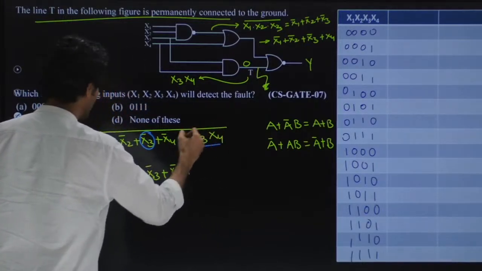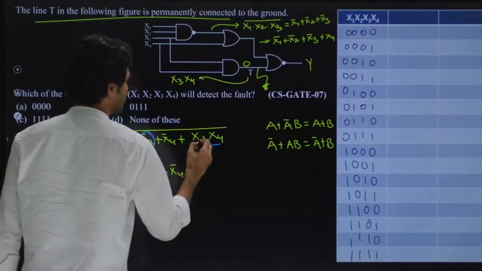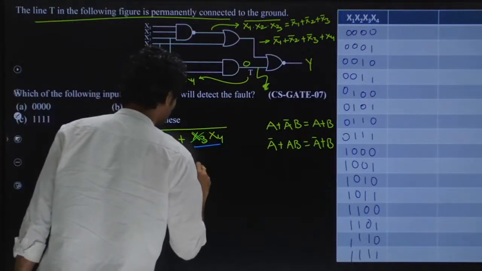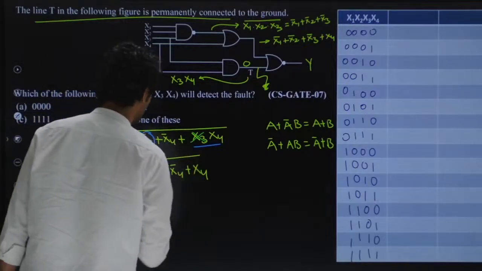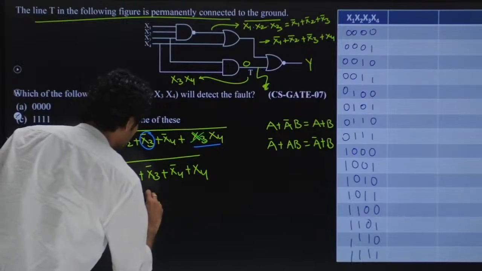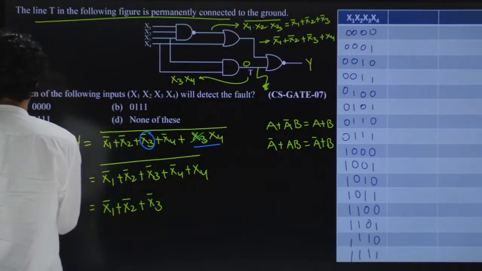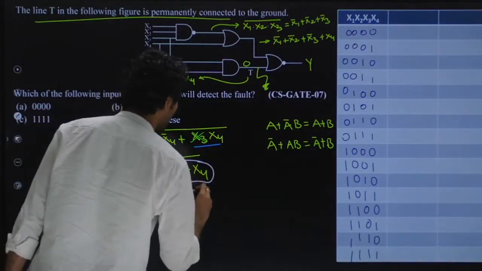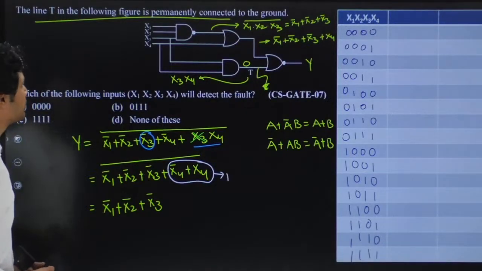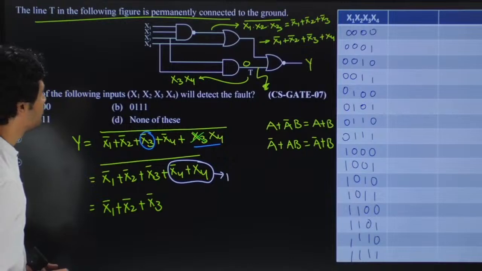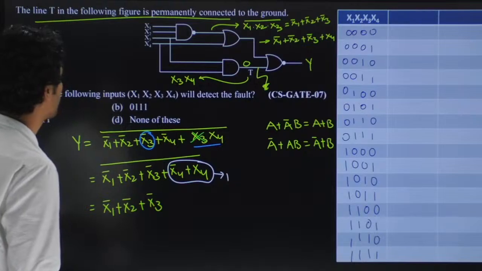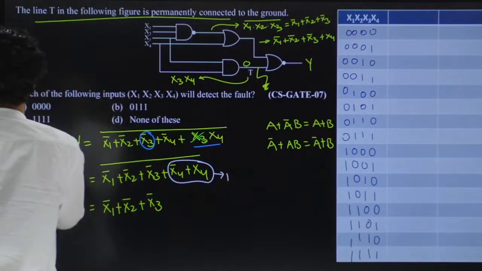In this term, by applying RLR, x3 will be gone. If x3 is gone, the remaining expression becomes simply x4 whole bar. Finally we have the expression x1 bar plus x2 bar plus x3 bar, and x4 bar plus x4 becomes how much? This becomes equal to 1. So 1 plus anything becomes equal to 1. I think there is a small data mistake in what I've done.